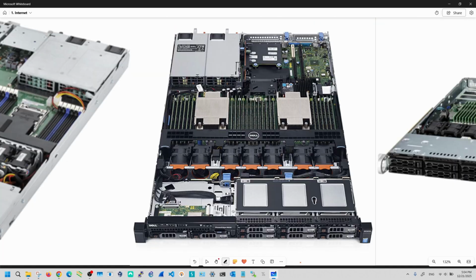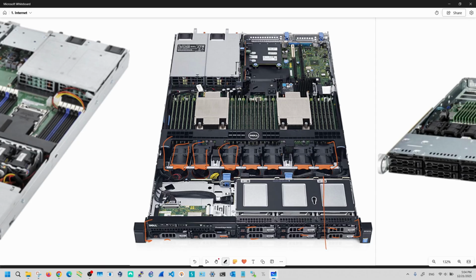And on this picture we can see a representation of a usual rack server. This rack server has one rack unit of height. In front you will normally find SSDs or hard drives. Then you will find a fan cage with field replaceable and hot swappable fans.